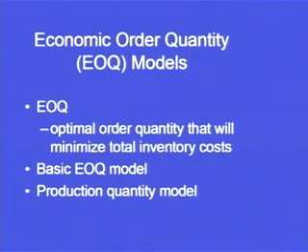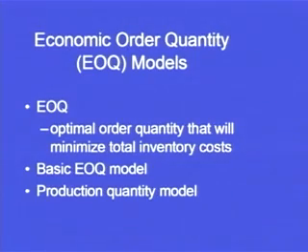If you remember, in the beginning of the lecture we saw that the total ordering cost reduces when the order size increases, and the total holding or carrying cost increases as the order size increases. So we find out the total cost, and the total cost is minimum for a particular order size. That order size we call the economic order quantity. Now we will see the basic EOQ model and the production quantity model, and try to understand the difference between these two.